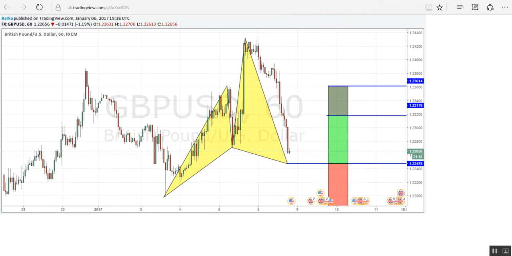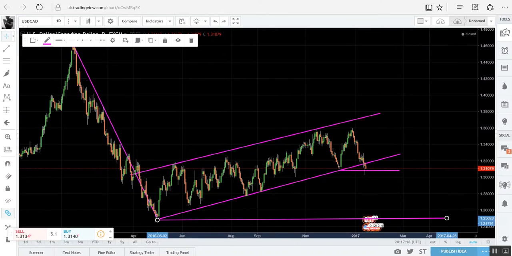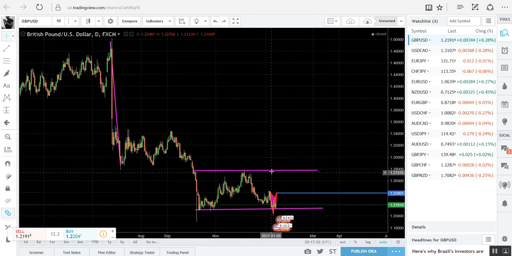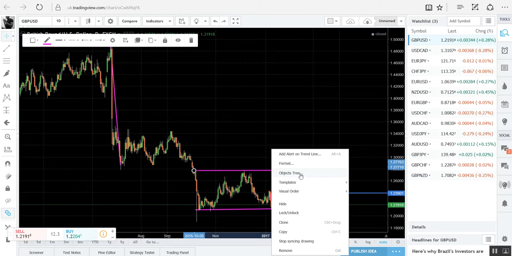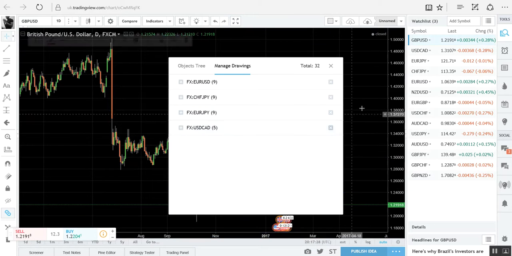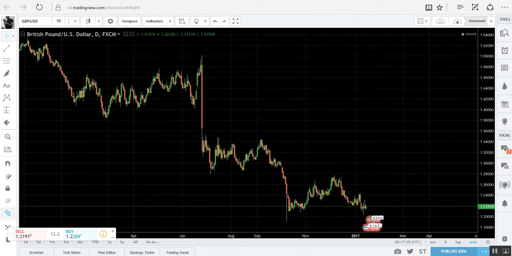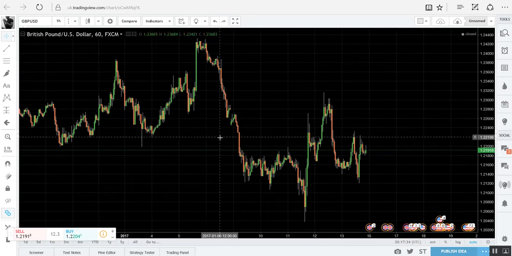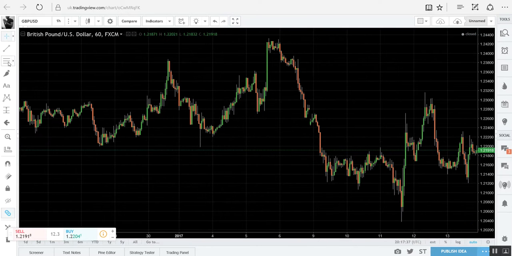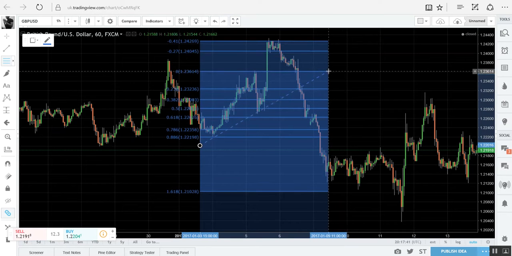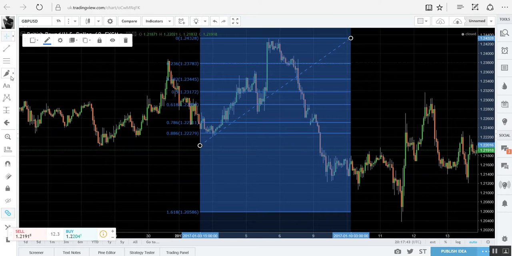Moving on to the next, this is the pound dollar cipher pattern that took us out for a huge loss, 71 pips, which kind of hurts. But let me go ahead and delete all of this and show you guys. Pound US dollar, delete all of that. I'm going to switch my chart back onto the 1 hour time frame. Yeah, so this was the cipher pattern here: X to A leg, A to B leg, and B to C leg.